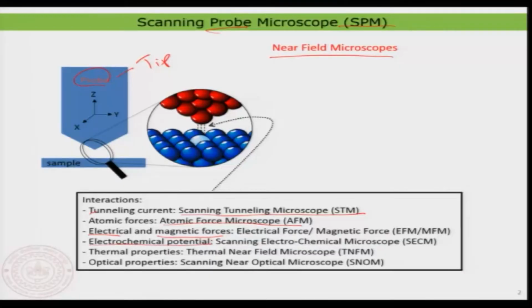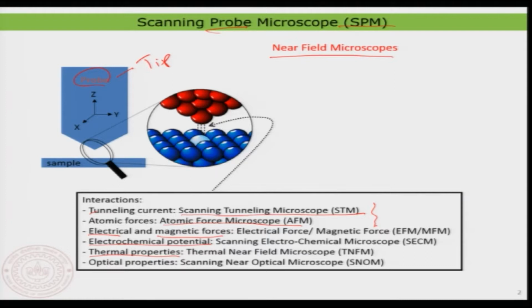Then one can also measure electrochemical potential that is acting between the tip and the surface, or you can measure thermal properties or temperature difference between the tip and the sample. You can also measure optical properties. There are many things that you can measure from the surface using a tip, but the design of the tip is definitely going to be different depending on what you are going to measure.